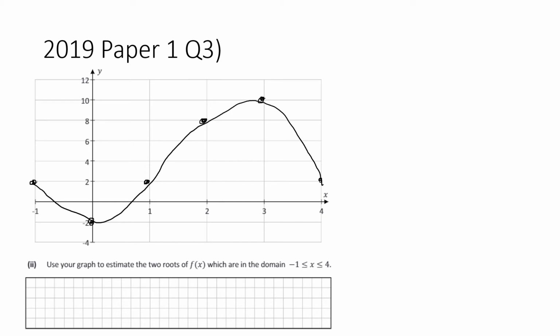So use your graph to estimate the two roots of f of x, which are in the domain of minus 1 to 4. So the two roots that you're looking for is where it crosses the x-axis. So it crosses at those points. So this one is around minus 0.7, or this one here is around 0.7 as well. So that gives you 5 marks. So there's a bit of leeway on either side, either above or below each value in the marking scheme as well.